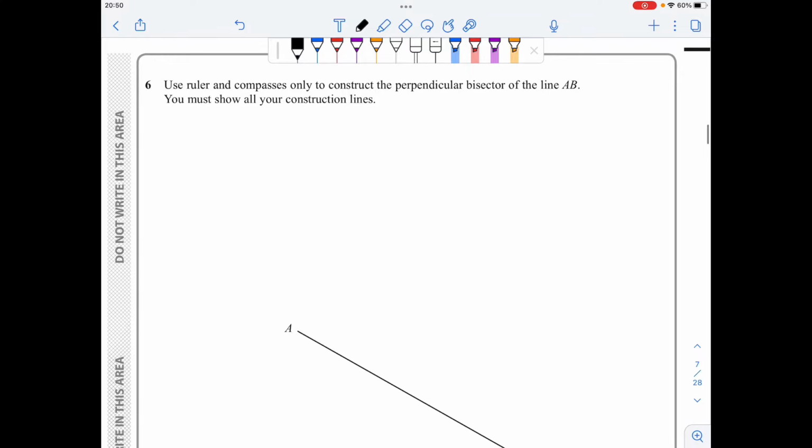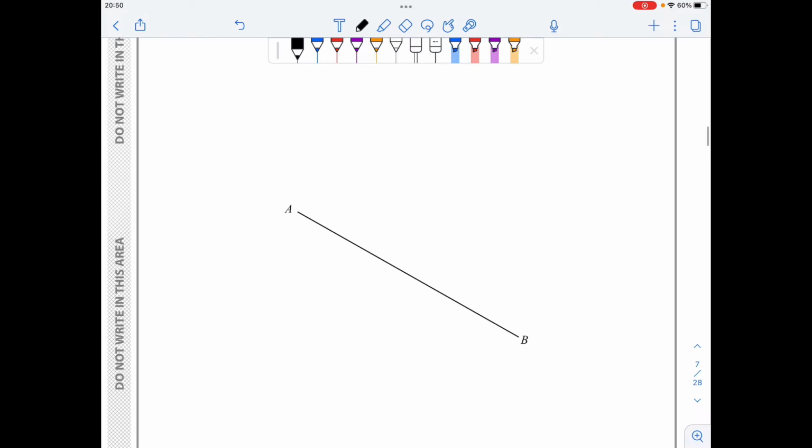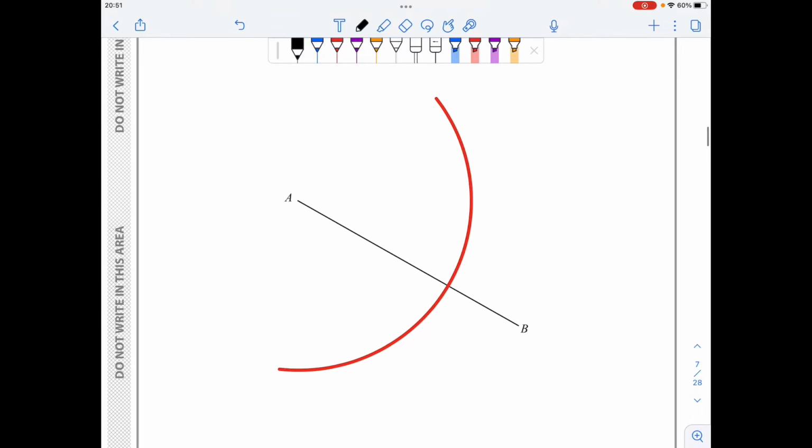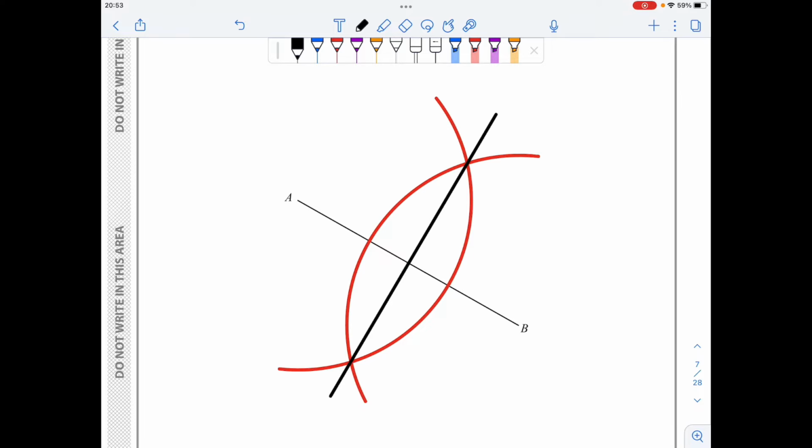For question 6, place the pin of the compass at point A and draw an arc of a circle like this. Now repeat with the pin of the compass at point B, and finally join the 2 points of intersection using a ruler. Note that when you make your arcs, you don't have to make them so big. You can make smaller arcs, 2 at the top, 2 at the bottom, like this.